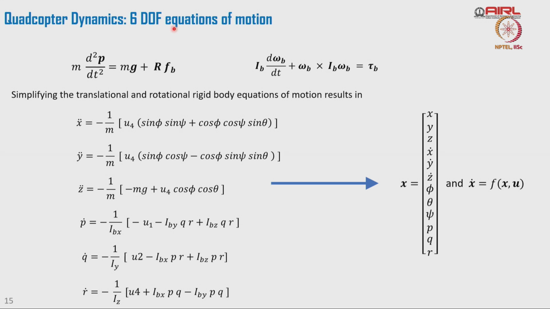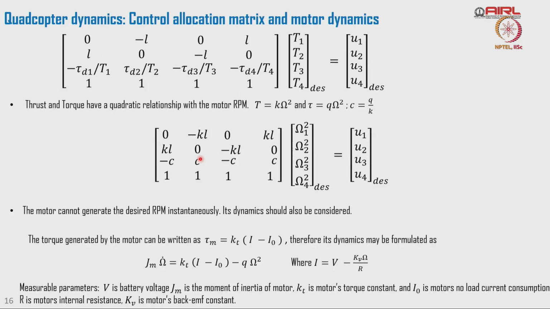Now, if I am trying to write the 6 degree of freedom equation in general representation, m d square p by d t square equal to mg plus R into Fb. Fb is the force acting on the body frame. Simply translating, we can get x double dot, y double dot, z double dot, and p dot, q dot, r dot. Translational and rotational equations put together, that is your 6 degree of freedom equation of motion, right.